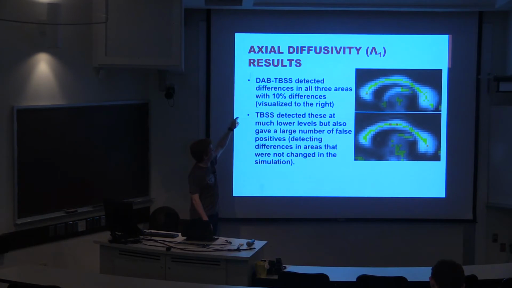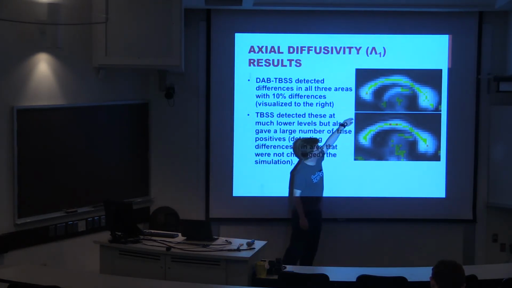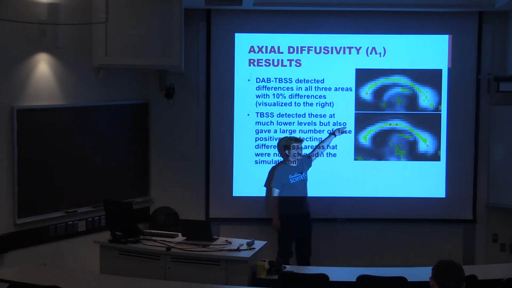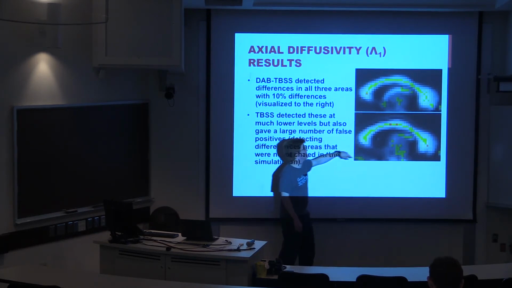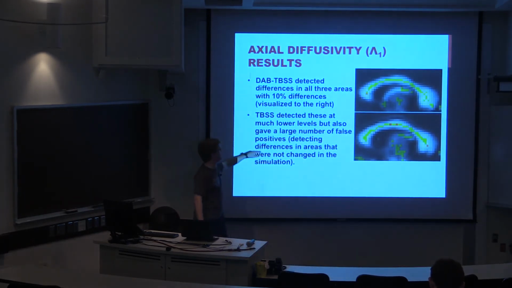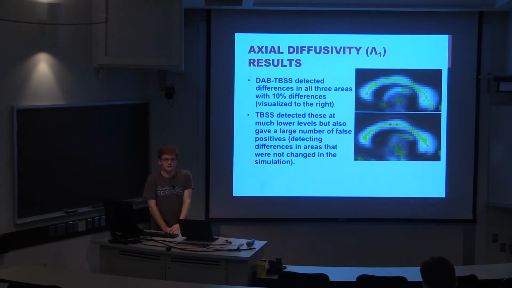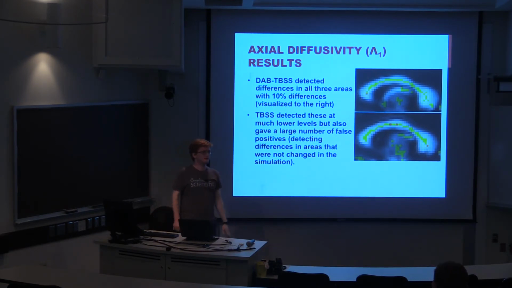So DAB-TBSS detected all 3 differences, and these are both visualizations of DAB-TBSS. You can see the yellow voxels are where it detected the differences. It successfully detected them in all 3 areas without any noise. And TBSS did detection at much lower rates, but it also came up with a number of false positives, all across the board when we were testing for these things.